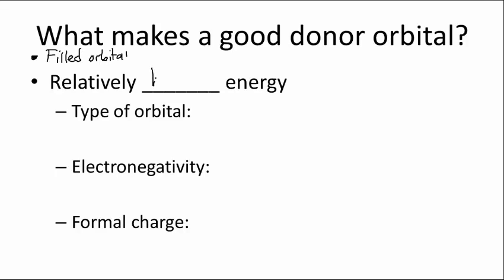It must be relatively high in energy. The higher energy it has, the more likely it is to go out and attack other orbitals. We use this language of attack when we talk about an orbital donating to another one. We would say this pair of electrons attacks this atom.